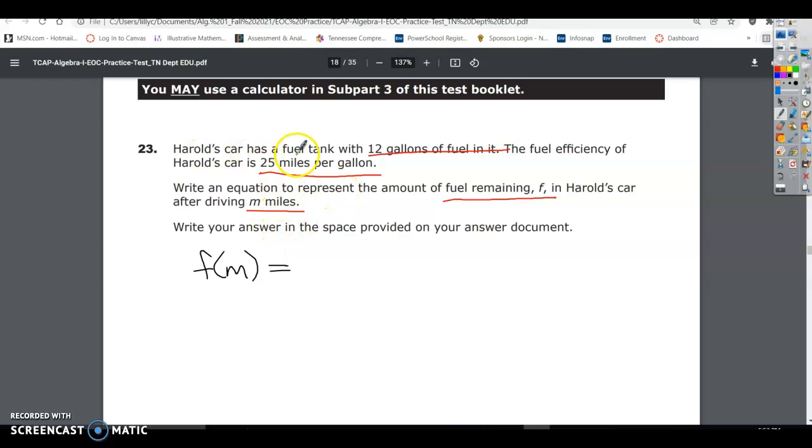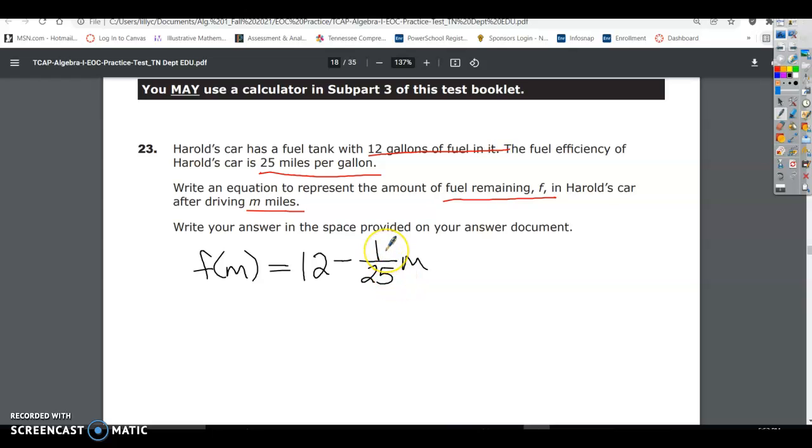So it says Harold's car has 12 gallons of fuel. All right, so we start with 12 gallons of fuel. And then as you drive, you're using up fuel. So that means we're going to be subtracting fuel as we drive. So we're going to have to write this as miles per gallon. All right, so it gets 25 miles per gallon. So it's not going to just simply be minus 25. It's going to be 1 over 25 and then times however many miles that you do drive. So we're going to subtract this much fuel for each mile we drive.